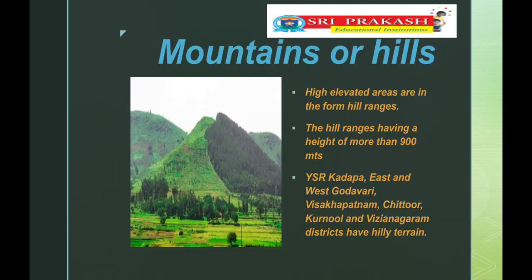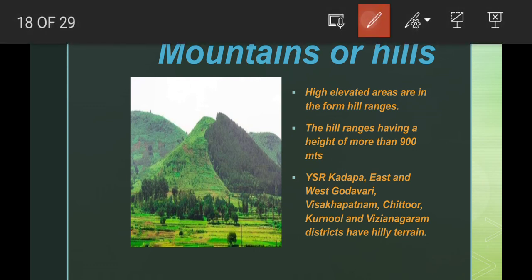And next, if we see the mountains in Andhra Pradesh, what about the mountains or hills in Andhra Pradesh? High elevated areas are in the hill ranges. The hill range has a height of more than how many meters, children? More than 900 meters in Andhra Pradesh. YSR Kadapa, East and West Godavari, Visakhapatnam, Chittoor, Kurnool, and Vizianagaram districts have hilly terrain. Mostly we can observe the hills in this area. So many hills are there, totally hill areas.